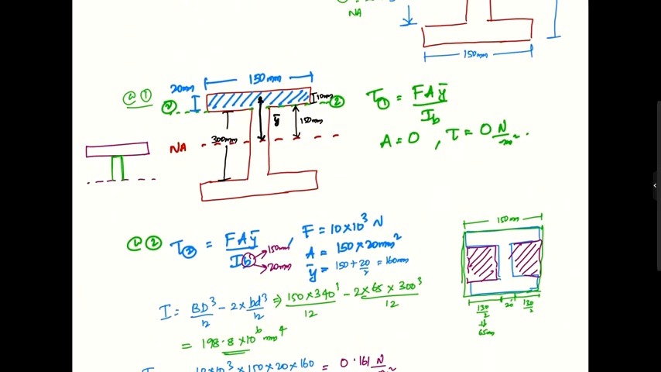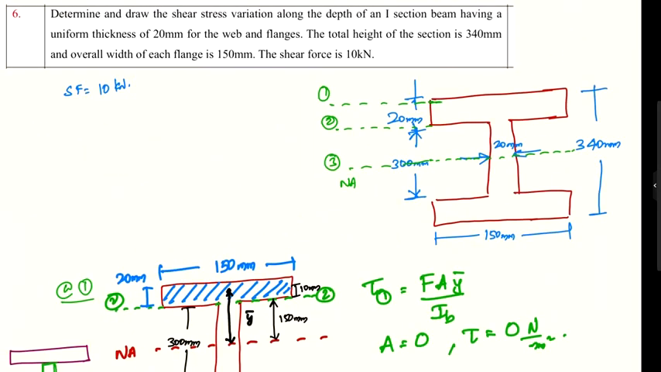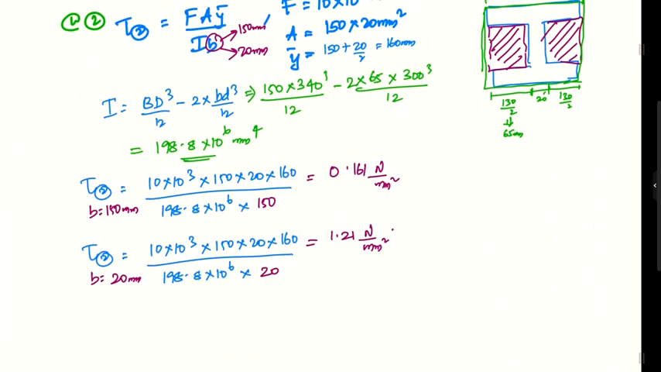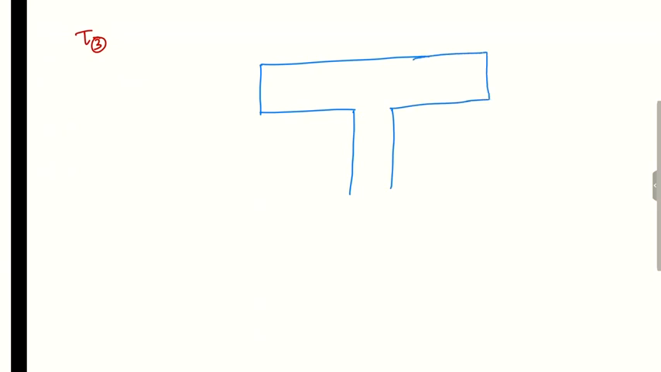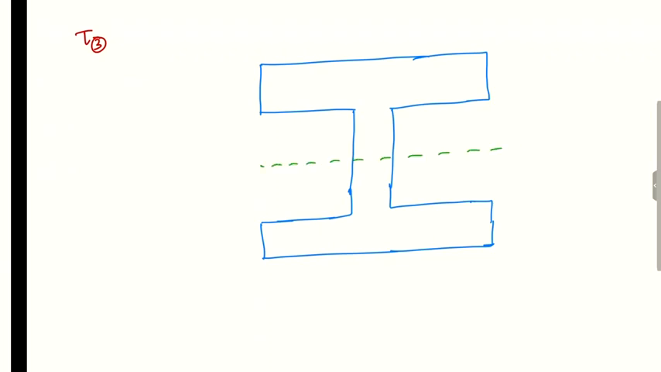That is, I got the values for tau at 1 and 2, and now I need to find it at 3. If I need to find at 3, my I section is like this. The neutral axis I am considering is over here, and this is my third point, right?